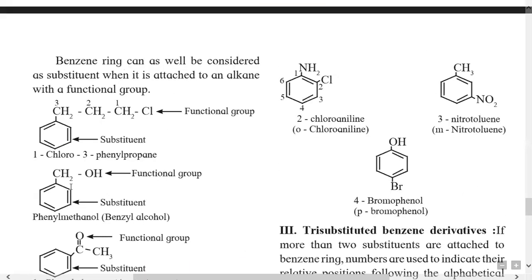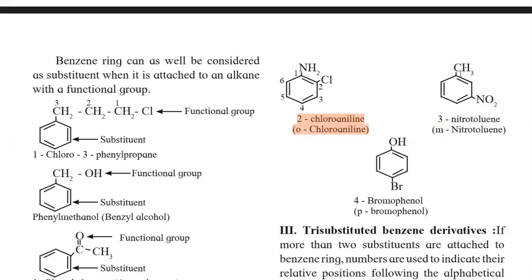Here are some examples. NH2 is amino and Cl is chloro, and we know benzene with an amino group is commonly called aniline. So it is given number 1 and chloro is present at carbon 2. So it is 2-chloroaniline or ortho-chloroaniline.